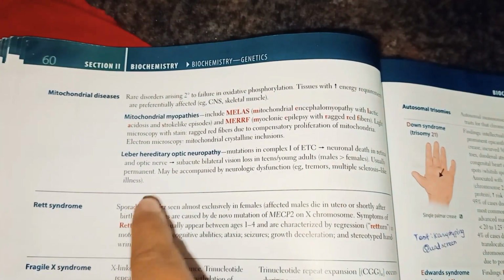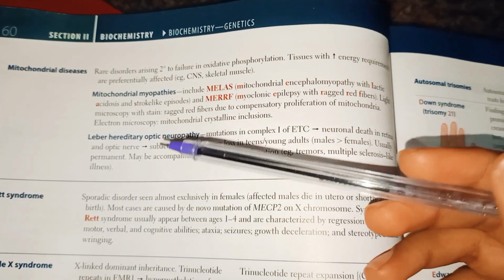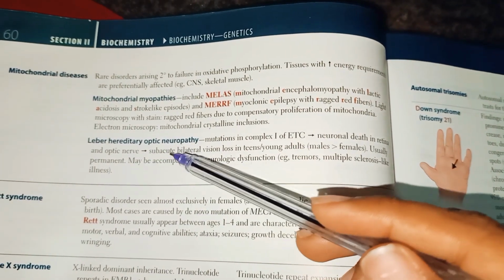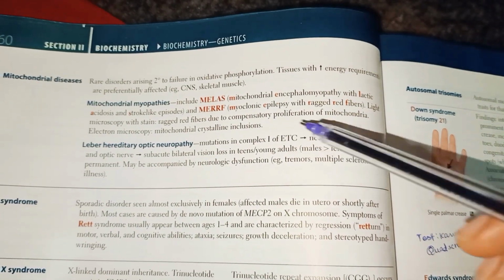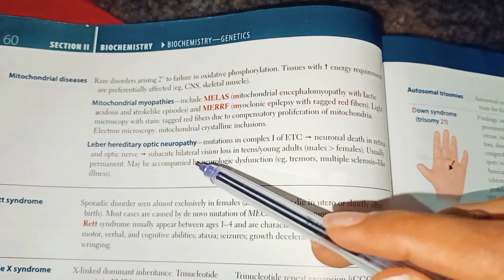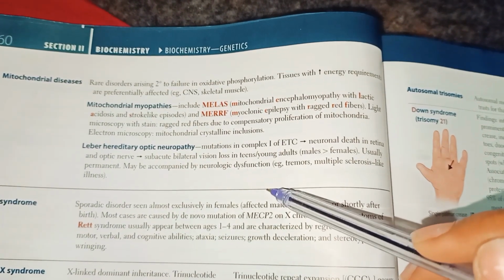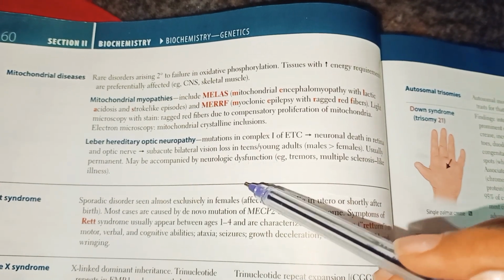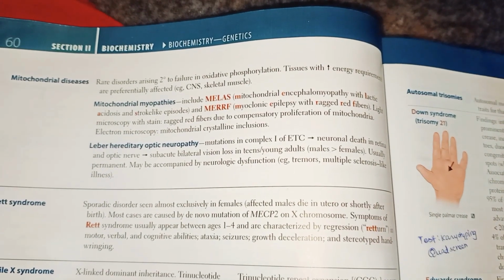Okay. Next, coming to Leber hereditary optic neuropathy. Here there is a mutation in complex 1 of the ETC. This is hereditary optic neuropathy, as the name itself says, because there is neuronal death in the retina and optic nerve. This leads to subacute bilateral vision loss, especially in young adults, and this is permanent. It is accompanied by neurological dysfunction like tremors and multiple sclerosis-like illness.